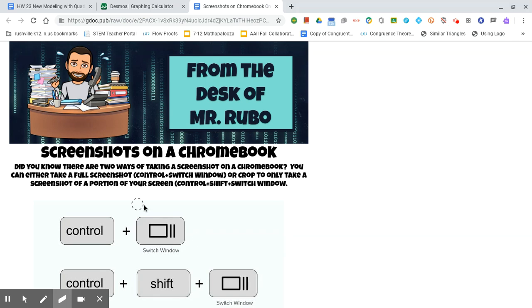You can do a full screenshot with Control plus the switch window button at the top middle of your Chromebook, or you can use Control plus Shift plus that switch window button, and that does a partial screenshot where you can just crop a certain portion. So if you just want to take a picture of part of the window, you can click and drag, and it will automatically go in your downloads folder.